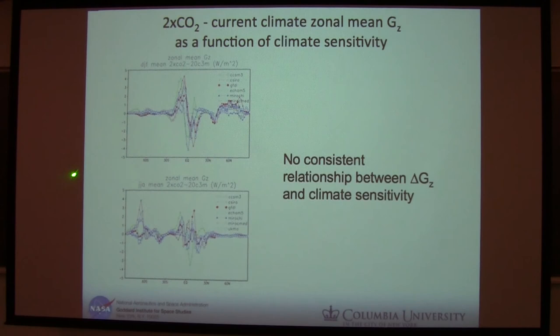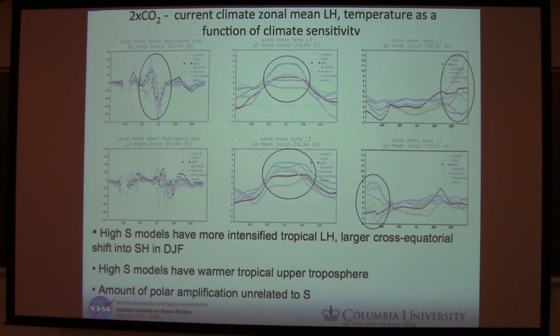So we wanted to see whether the changes in GZ in a warmer climate had any relationship at all to climate sensitivity. And you can see that there really is no relationship here. The blue curves, red curves, and green curves are all overlapping each other. There's no consistent pattern. We did find, so we looked at the zonal mean temperatures in the upper troposphere, and also the lower troposphere. This is only latent heating, double CO2 climate minus current climate stratified by climate sensitivity. You see that the high sensitivity models have more intensified tropical latent heating. So you can see that the blue is a little bit higher here than the red or the green, and a larger cross-equatorial shift in the southern hemisphere in response to double CO2 in DJF.